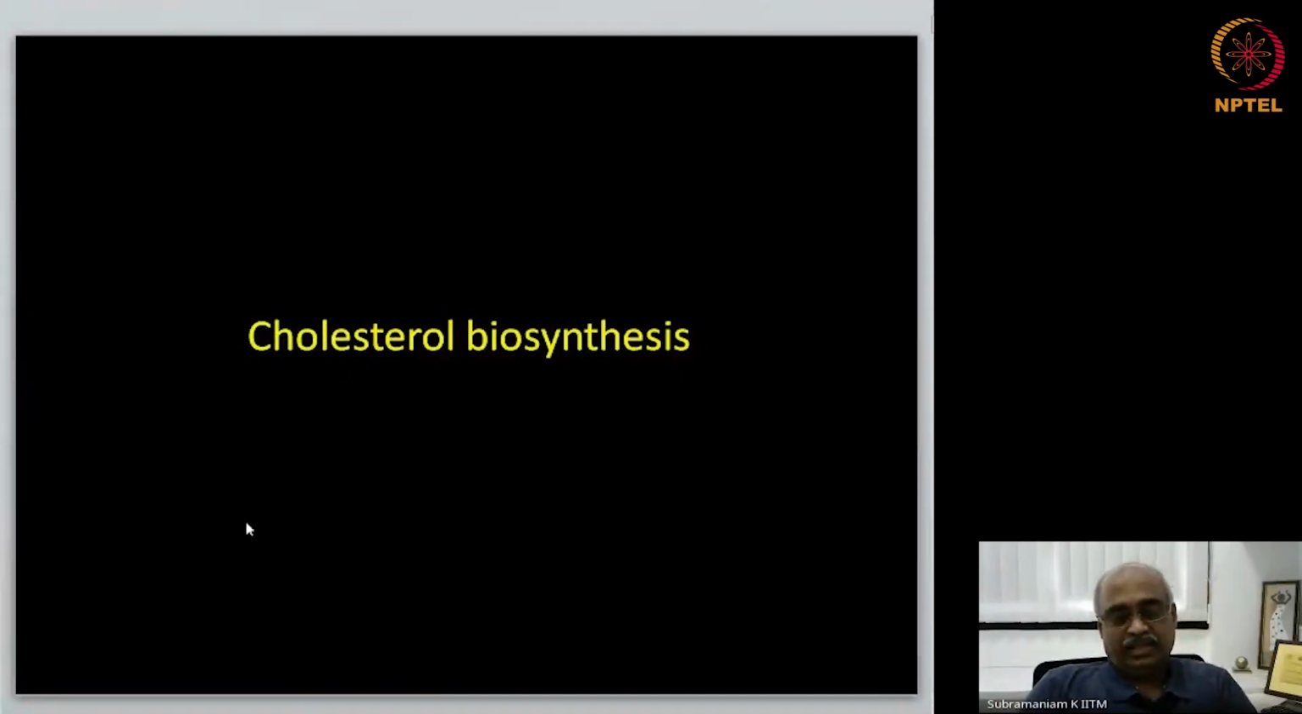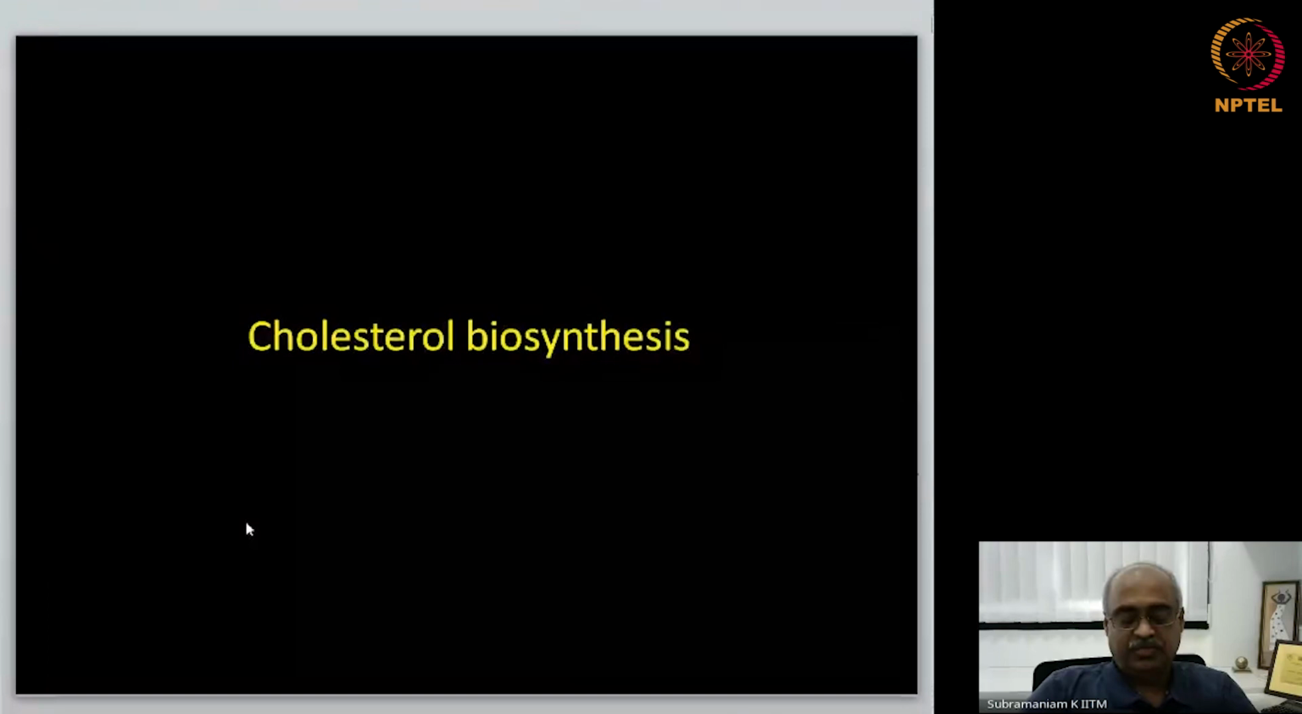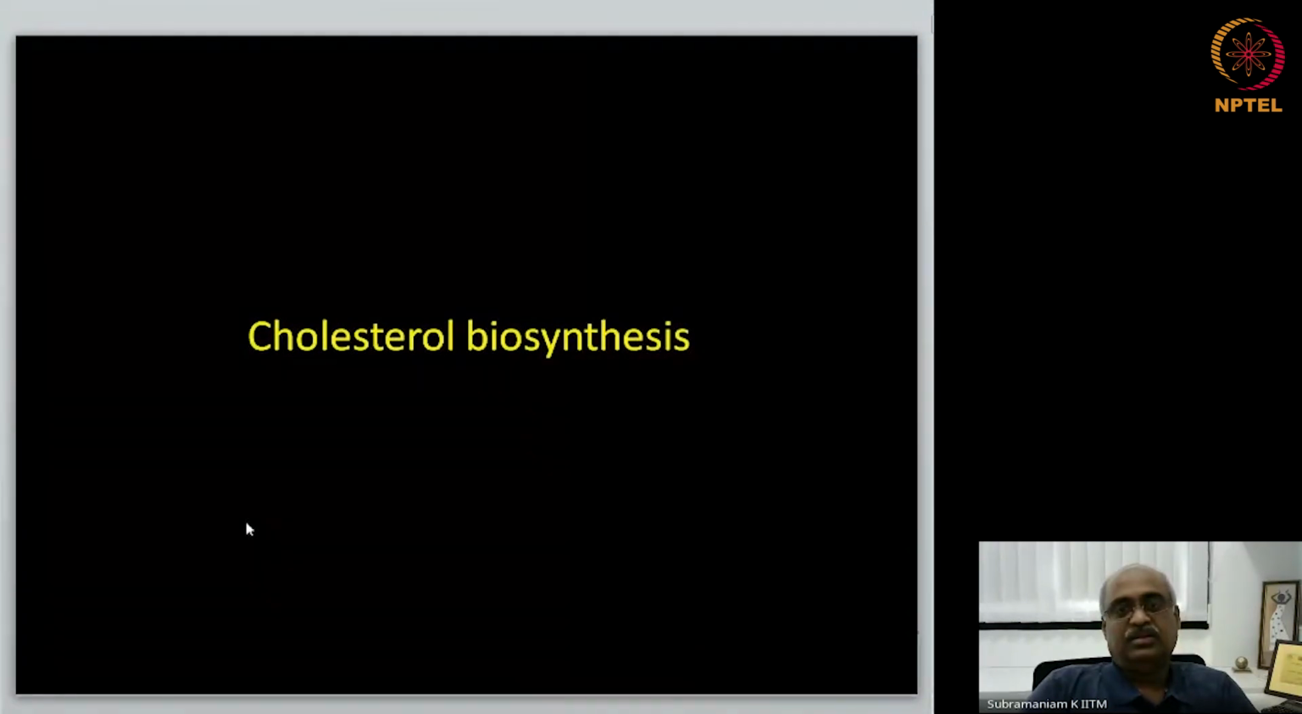So in the last class we saw fatty acid biosynthesis, primarily looking at how palmitic acid is biosynthesized. So there again the precursor is acetate, in the form of acetyl-CoA.